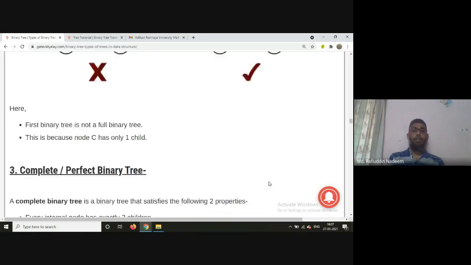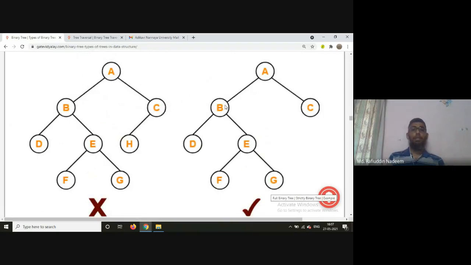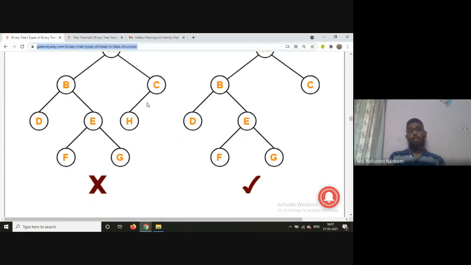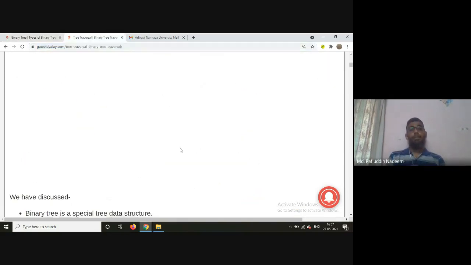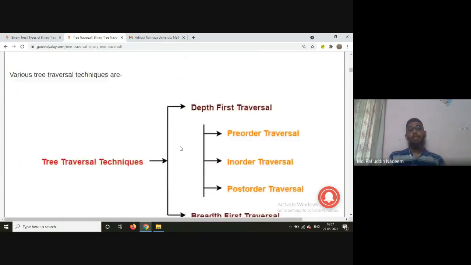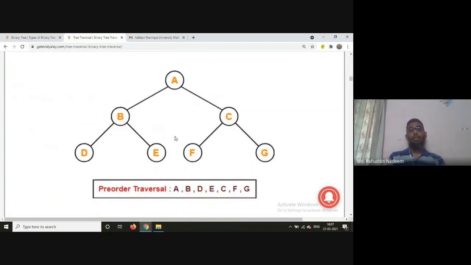Like that you can take any tree. For this one, A, B, D, E, F, G. Again you come to C and H. For this one, A, B, D, E, F, G, and to C. So this is how you can traverse through the entire tree using this traversing technique.